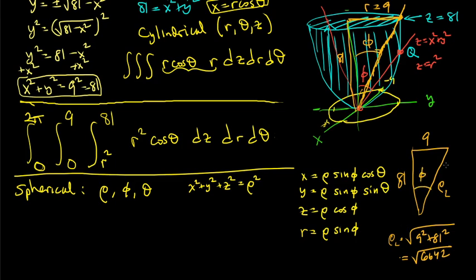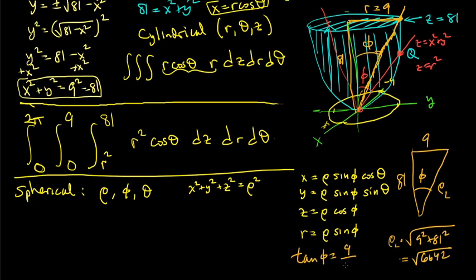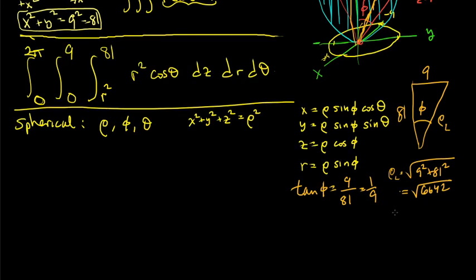What is that angle? Just trigonometry. Now that we know what rho is, you can use sine or cosine, but why not use tangent, because we have opposite over adjacent. So tangent of phi is opposite, which is 9, that's the r, over the adjacent, which is z, which is 81. That reduces to 1 over 9. So phi is just the inverse tangent, or arctangent, of 1/9. Okay, so that's our dividing point.